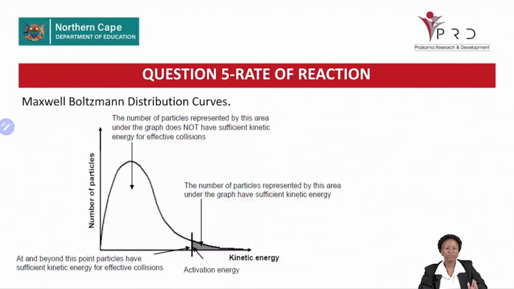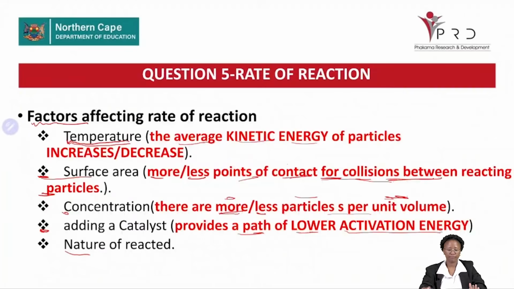Now that you know the factors that are affecting the rate of reaction, it is very important to know them. Remember, there are 5 of them: temperature, surface area, concentration, adding a catalyst, and the nature of the reactant.